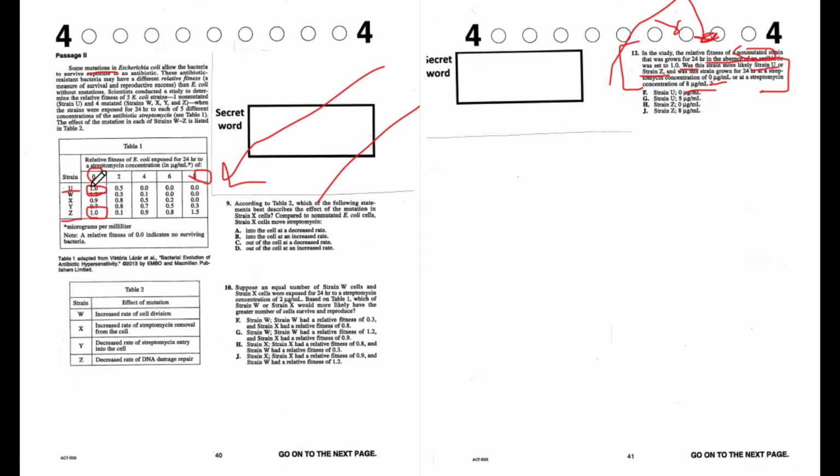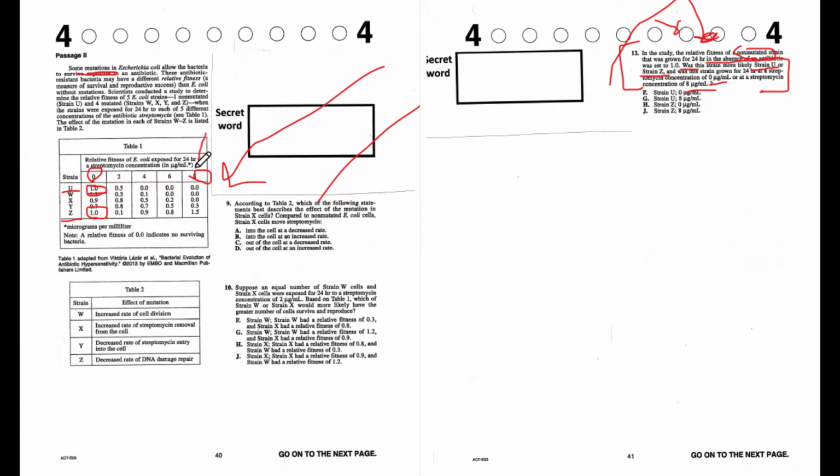Now I need to go and find where it talks about mutated. I see up here it says mutation. So I read this. It says some mutation of E. coli allows bacteria to survive exposure. So when it mutates, it's going to survive. All right? But they're telling you here in the question, it's non-mutated. That means it's not going to survive.